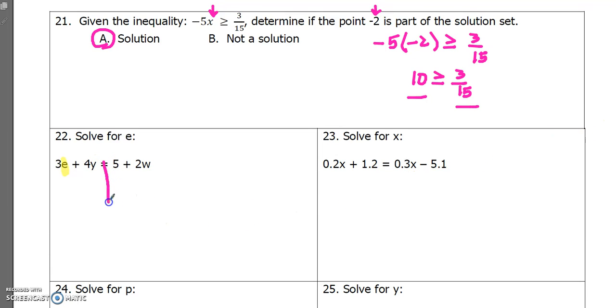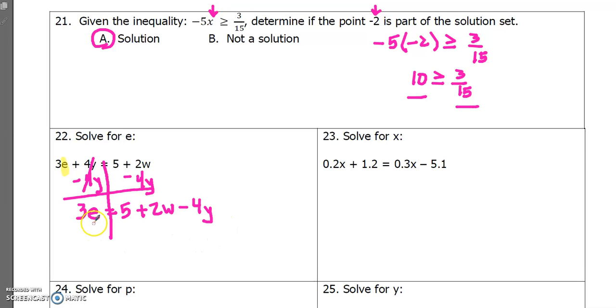So this is what I want to stay, and everything else needs to go to the other side. I will get rid of this term first. So I'm going to subtract 4y from both sides. So 4y minus 4y, that is gone. It's leaving my 3e, and then I have 5 plus 2w minus 4y. None of these terms are like terms. They either don't have a variable or they have a different variable. So I'm just simply going to write them.